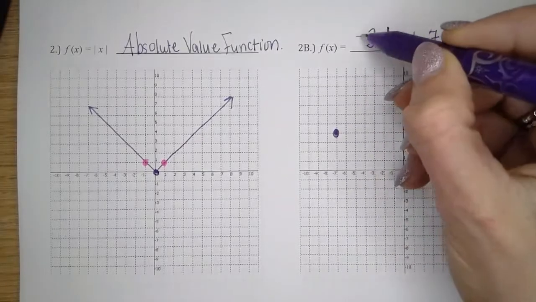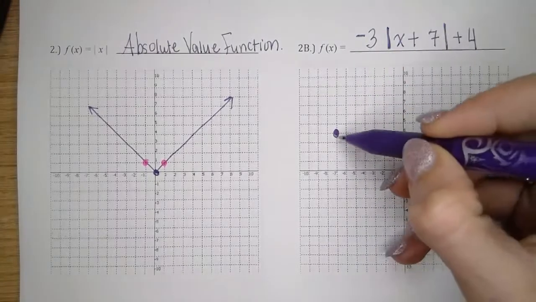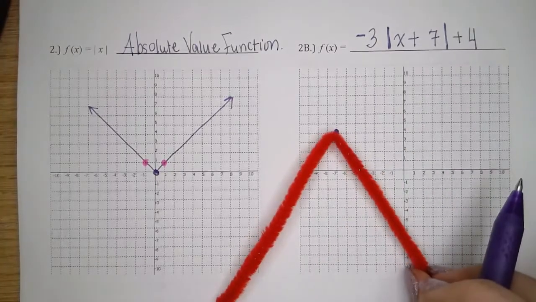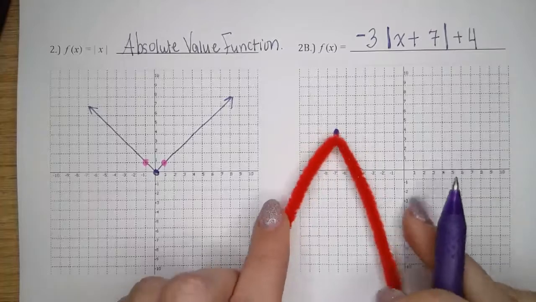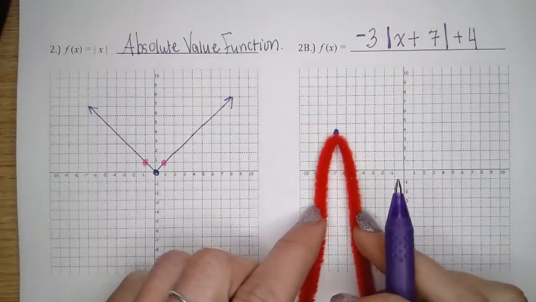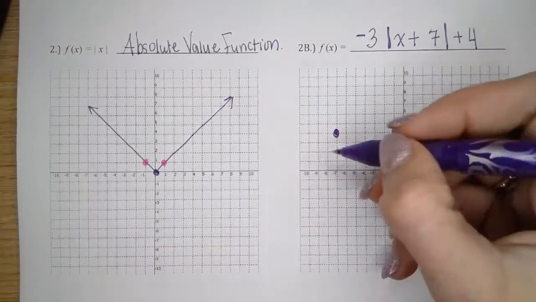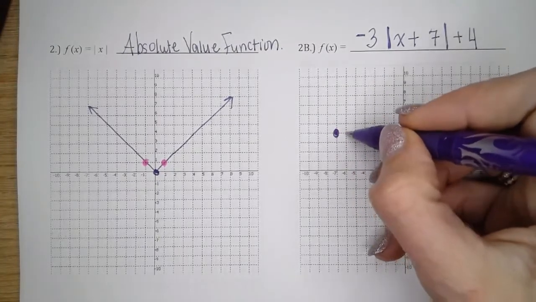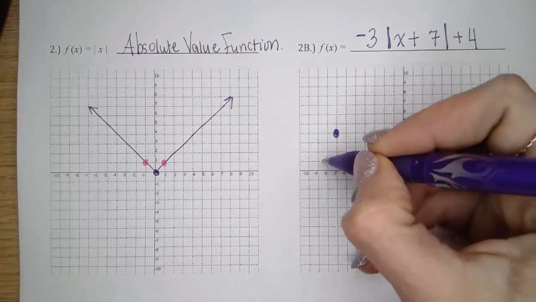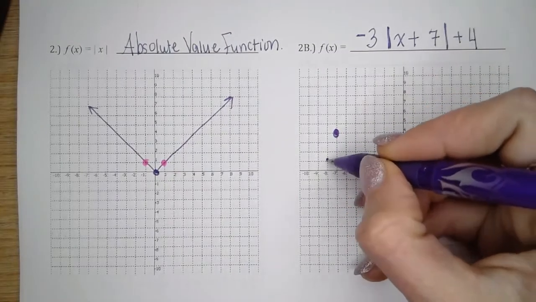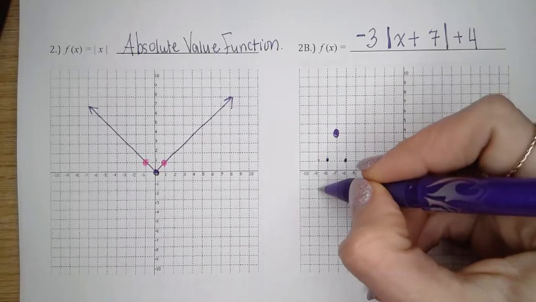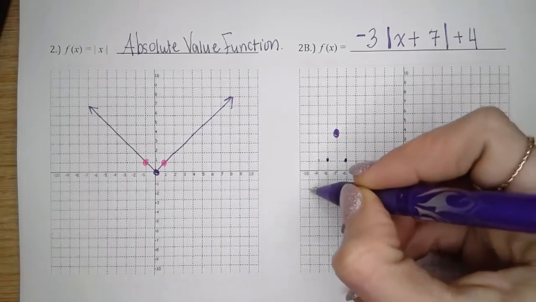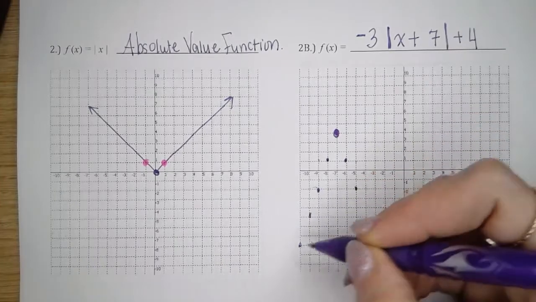The negative is my vertical reflection. So now it's opening downward, so it's going to be something like that right there. And then the 3 is my vertical stretch. It's going to impact, if you want to call it the slope of each side, I guess you could call it that. So instead of out 1, down 1, we're going to go out 1, down 3. Out 1, down 3 again, and again.